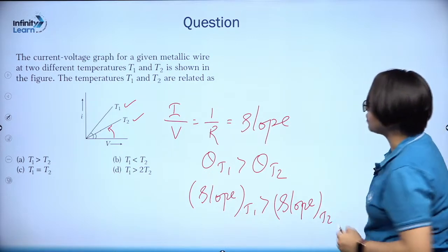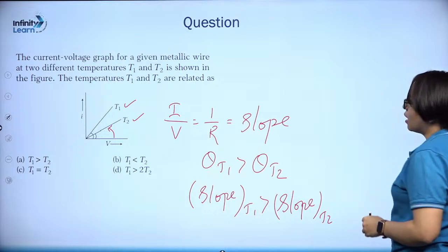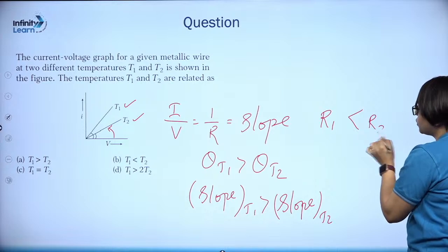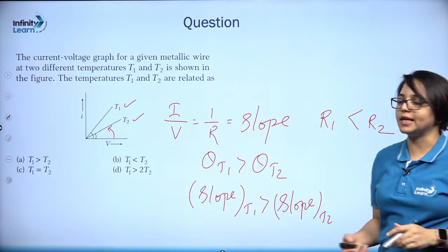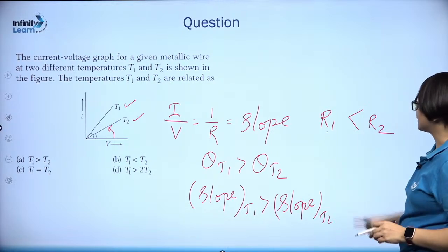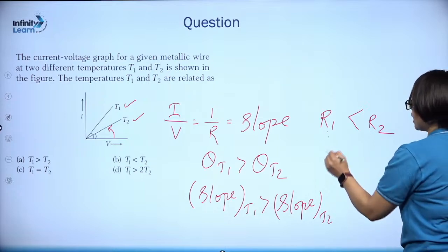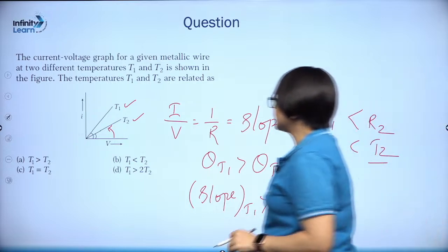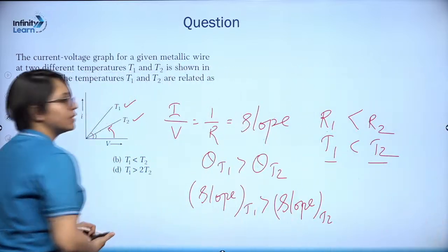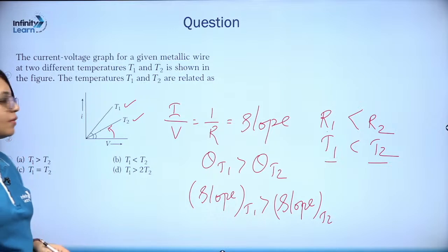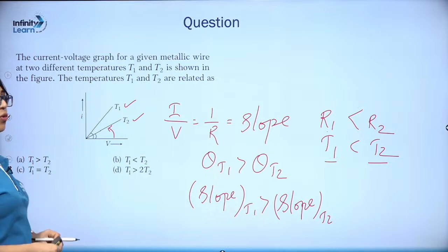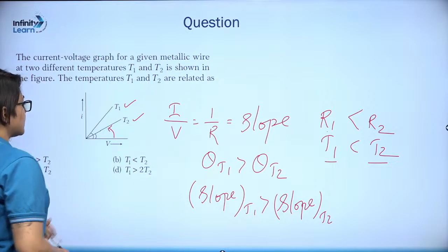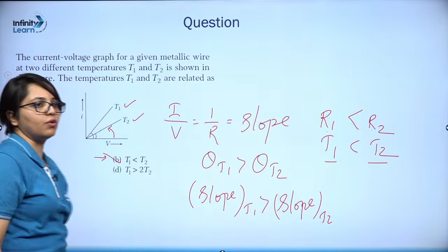Right, so if the slope for T1 is more, then the resistance for 1 will be less than the resistance for 2. If slope is more, resistance will be less. So resistance for 1 is less than 2, that means temperature at 1 is less than temperature at 2, because the resistance of a conductor increases with increase in temperature. So if resistance is more, that means the temperature is more. So T1 is less than T2, which is option B over here.